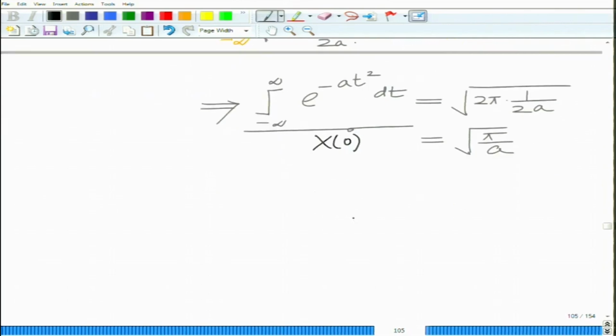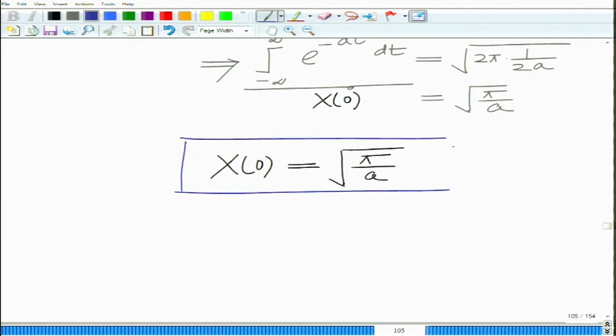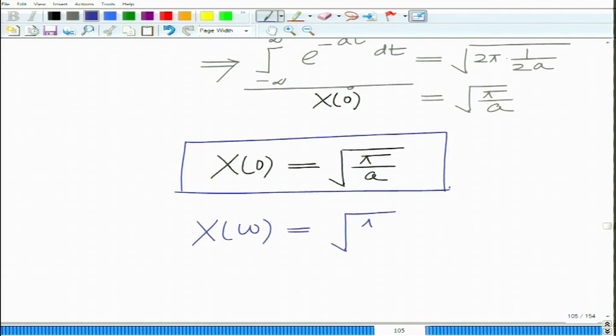So, basically that shows us that X of 0 equals square root of pi over a, and therefore X of omega equals square root of pi over a, e raised to minus omega square divided by 4a, and this is the Fourier transform of the Gaussian pulse.